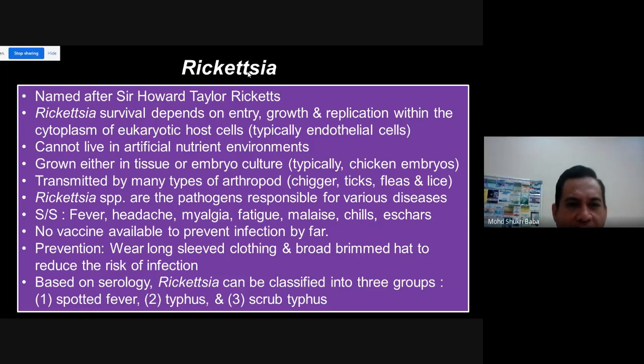No vaccine is available for rickettsia. Prevention: wear long sleeve clothing and a broad brim hat to reduce the risk of infection. Why do you need to do this for prevention? You need to wear long sleeve clothing and also a hat like the ones from the Japanese occupation era, with a flap protecting the back of your neck.